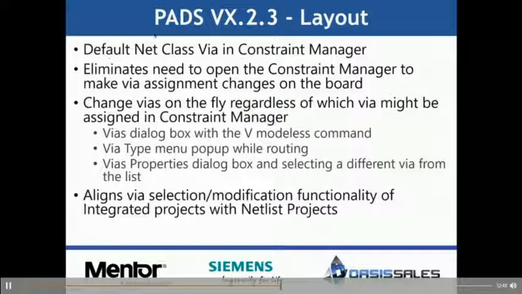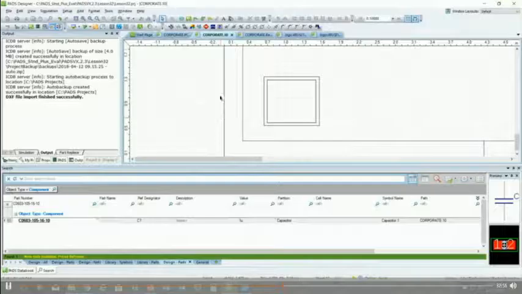They've now added net class via definition capability. Previously, all classes in the design always defaulted to one global net. Now for each individual class, I can define a different via type. So like in my schematic here, I'm going to go ahead and just get rid of this block real quick.